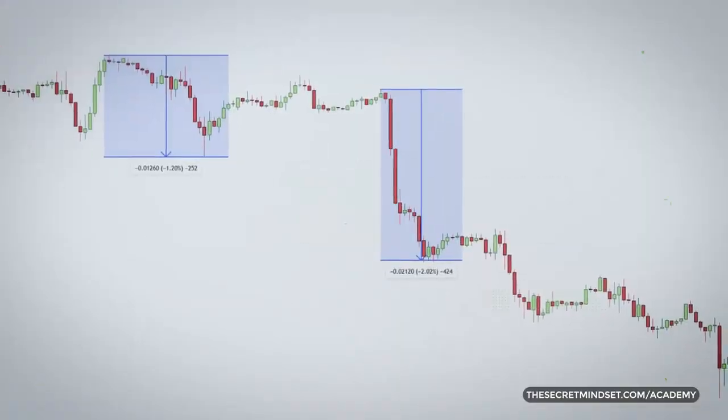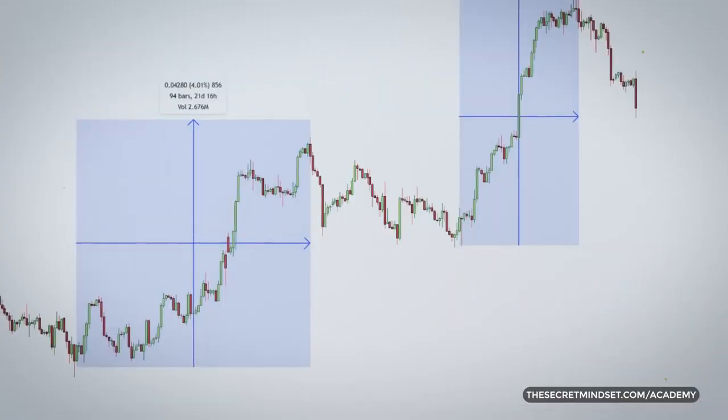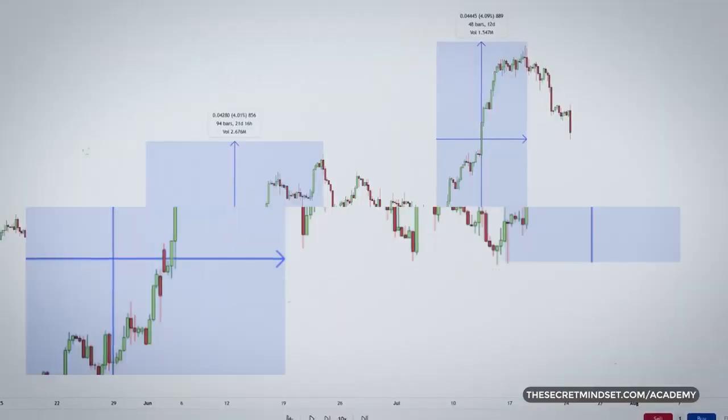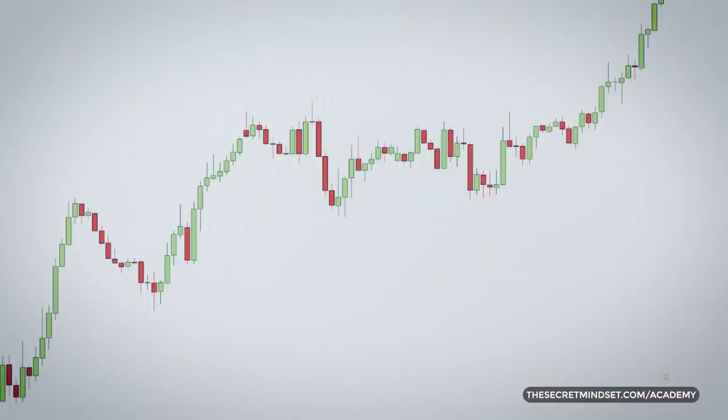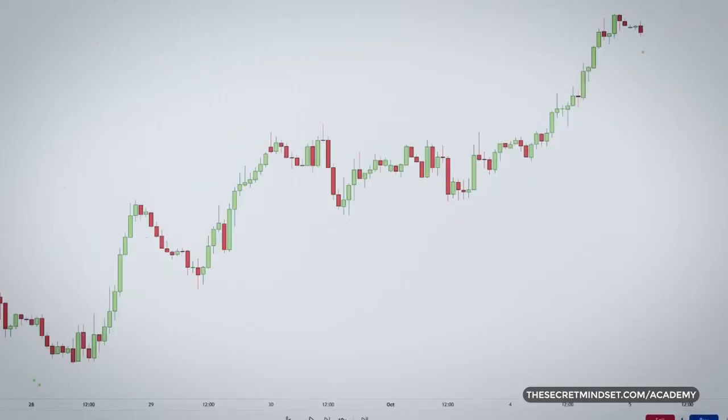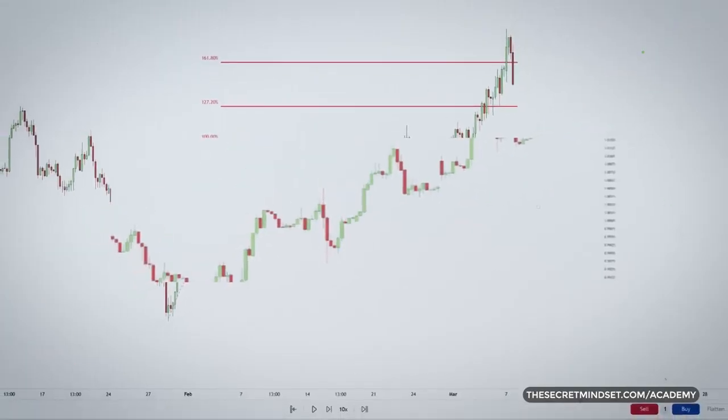So imagine having the ability to read any market like an open book, to spot trends as soon as they begin, and to anticipate price movements with precision. Simple market structure can be the game changer you've been searching for.